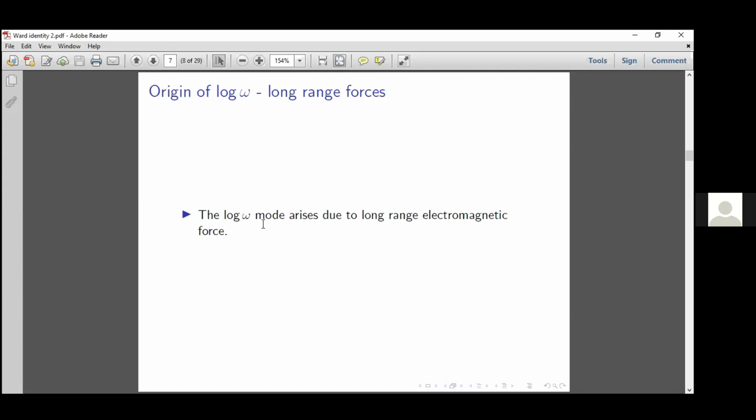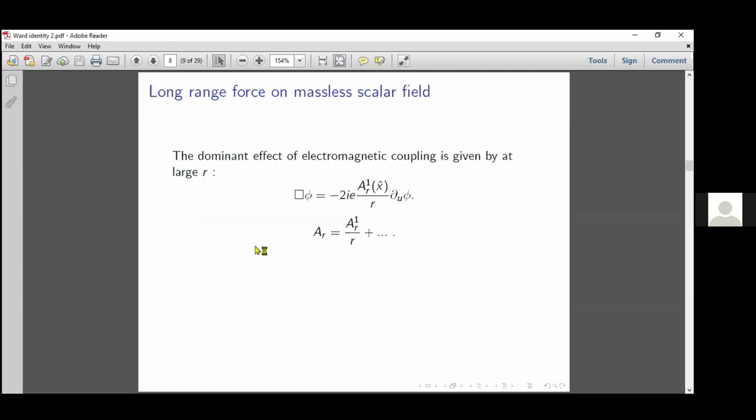So let us first note that the log omega term that we described earlier arises due to long range electromagnetic forces acting on the scattering particles. So we will study the effect of long range force on the massless scalar field. This is the equation of motion of the massless scalar field. This is the free part of the equation of motion. And here on the right hand side, we have considered the effect of the coupling of the field to the U(1) gauge field. This is the dominant field, the leading order term at large r at the asymptotics. And so this is the 1 by r potential that is felt by the phi field, the scalar field.